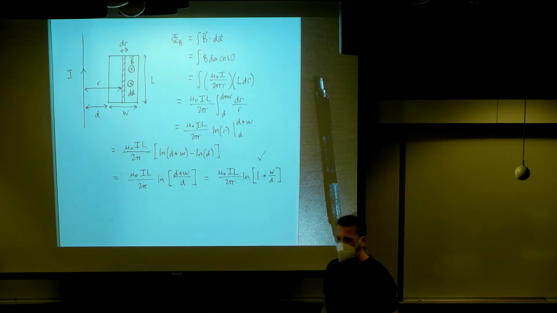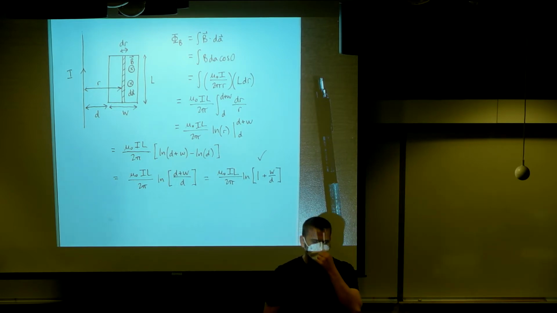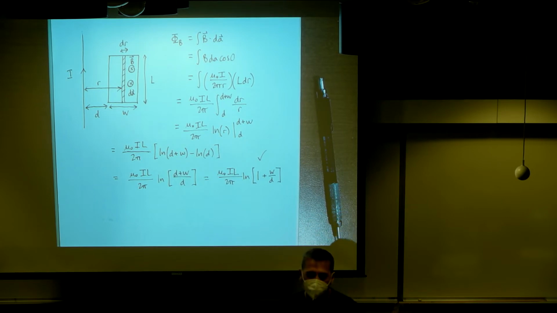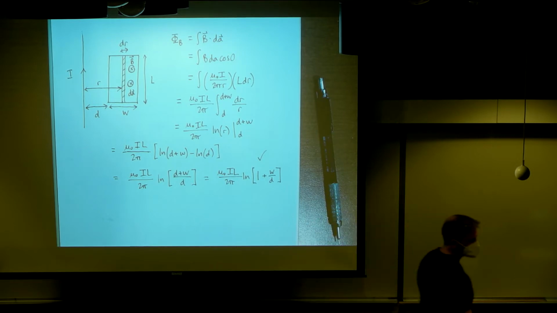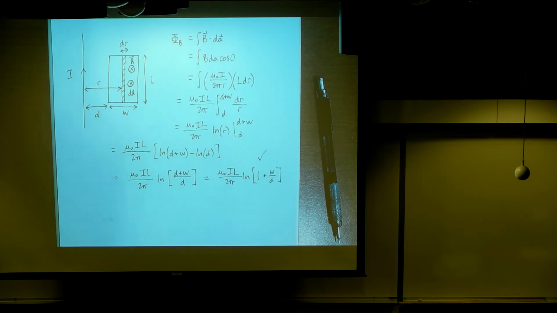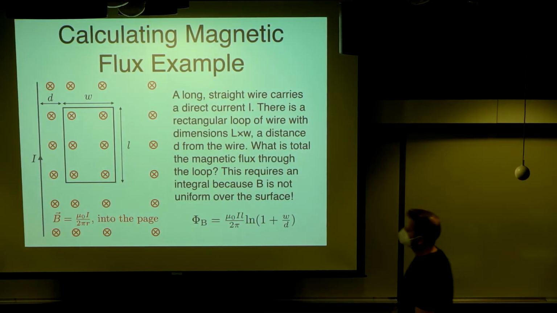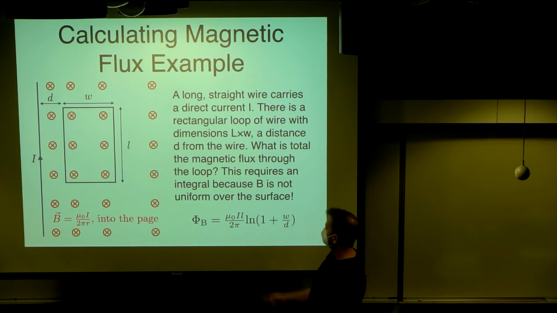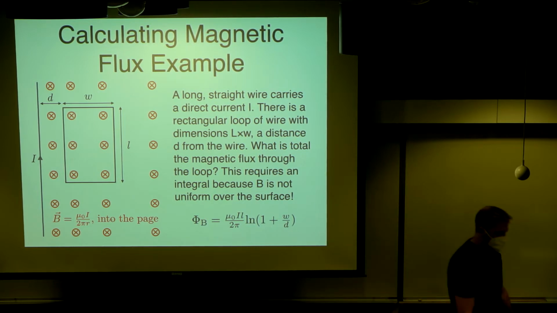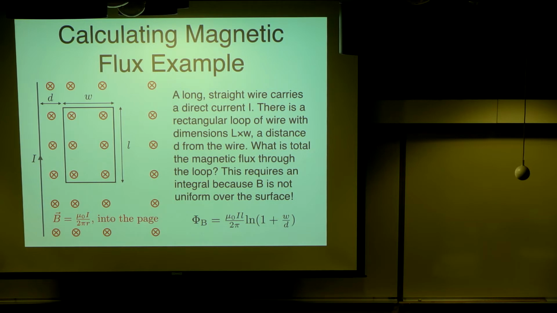All right, so I think that's enough examples of just calculating flux. Now let's try to take that next step. How can we incorporate this idea into some kind of equation to describe induction, this effect that we just talked about? So here's the result. We have, again, mu naught times I times L over 2 pi, natural log of 1 plus W over D. That's where it came from.